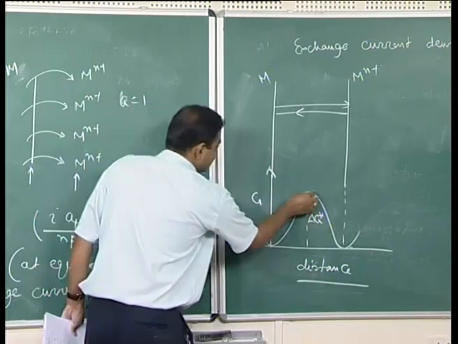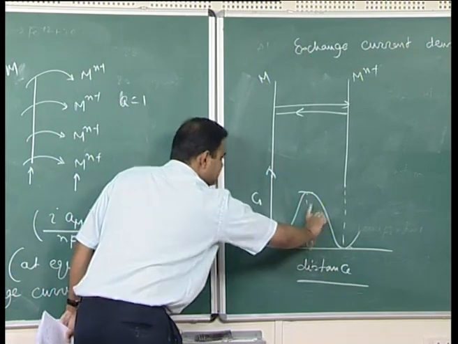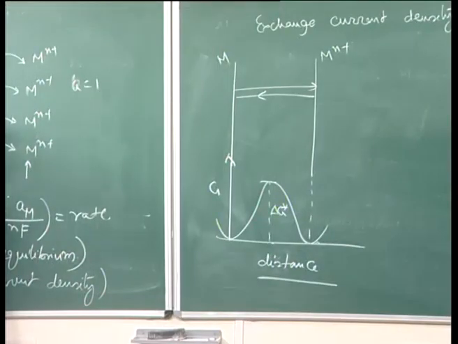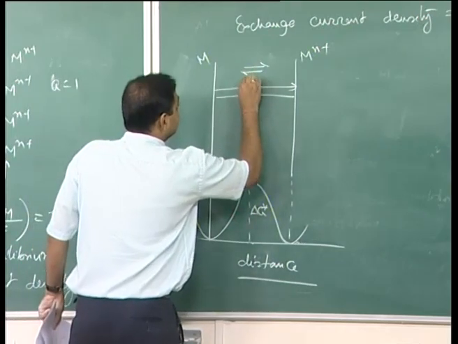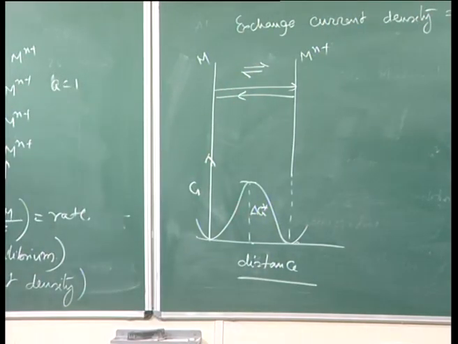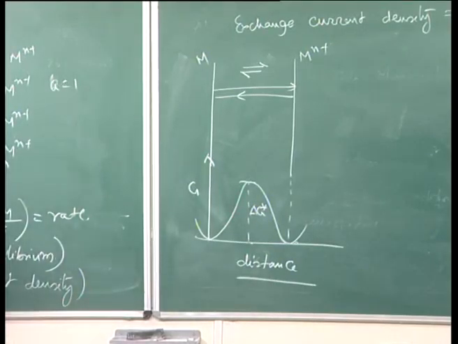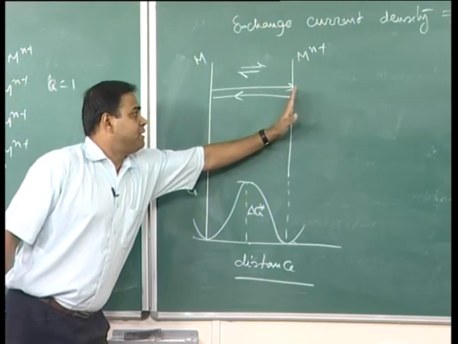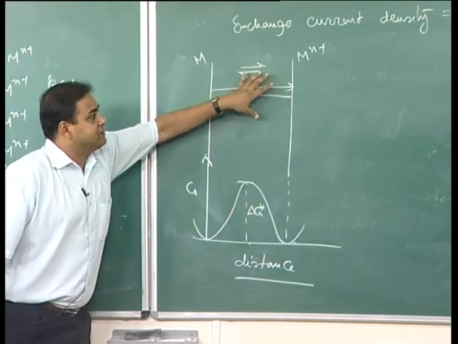I am putting it as del G star because this is the difference. Let us say this is G1, this is G2. The difference is del G star. And mind it, for this case there is an existence of equilibrium. In that case, I can find out the flux from this section to this section, and the flux of metal ion to this metal surface, because that equilibrium is existing.